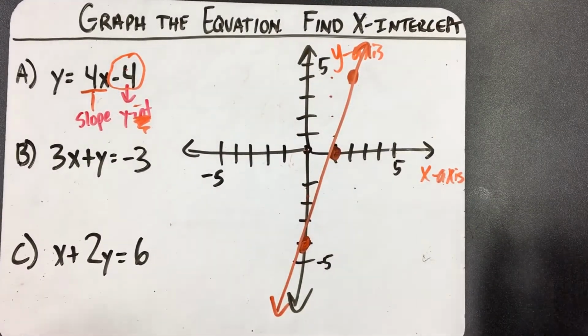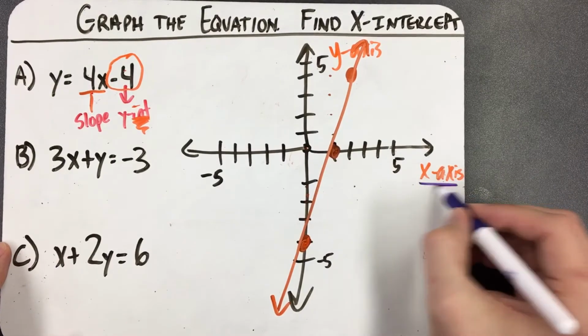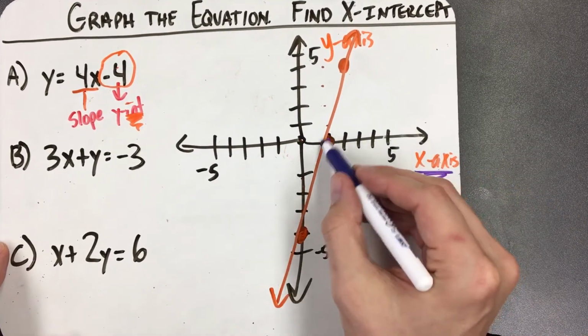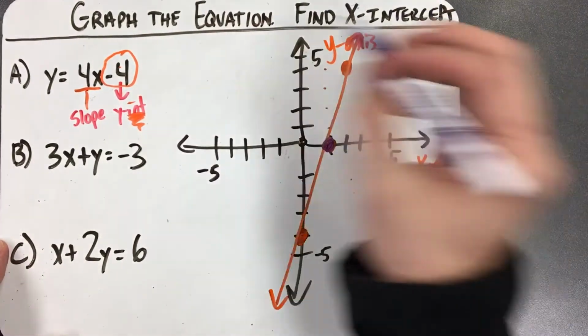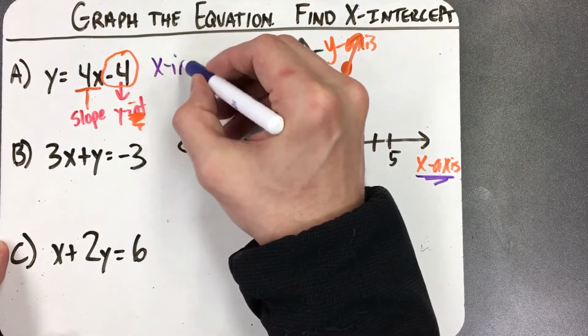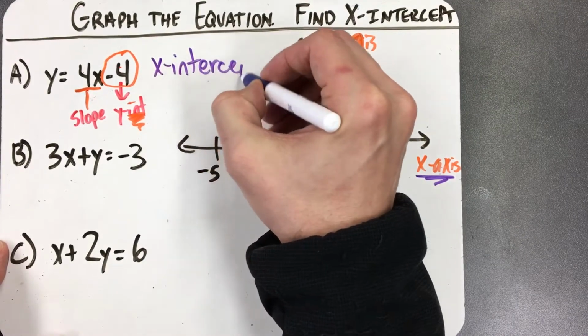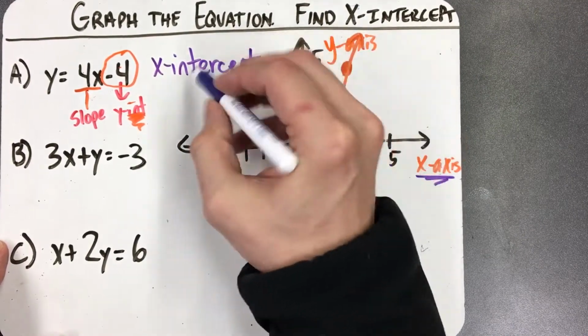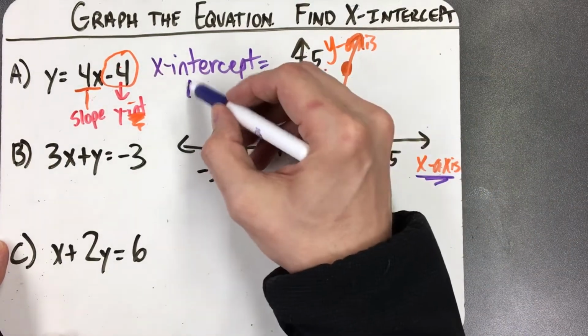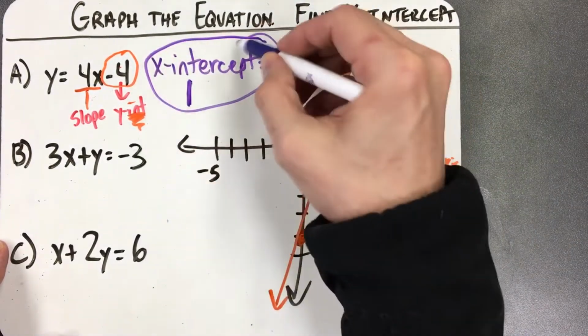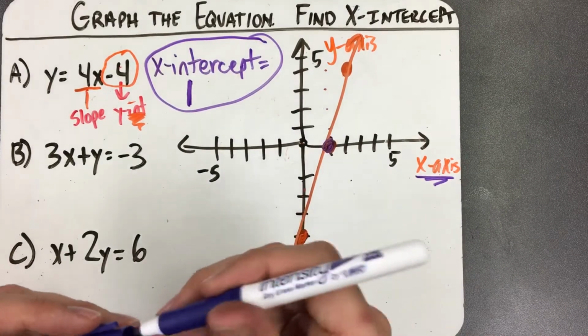The x-intercept is where this graph touches the x-axis. My graph touches the x-axis right here at the point 1. This doesn't have a cool abbreviation. You know how we abbreviated the other one with the letter B? This one doesn't really have an abbreviation. So I'm just going to say the x-intercept is 1. And there you go. That's it.